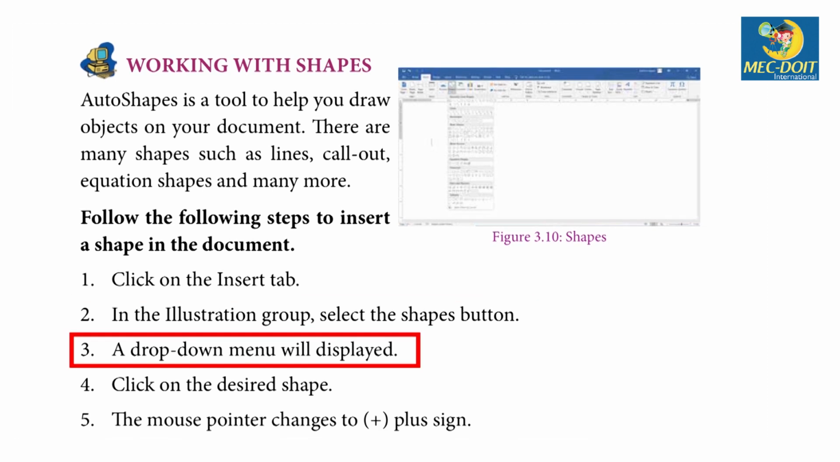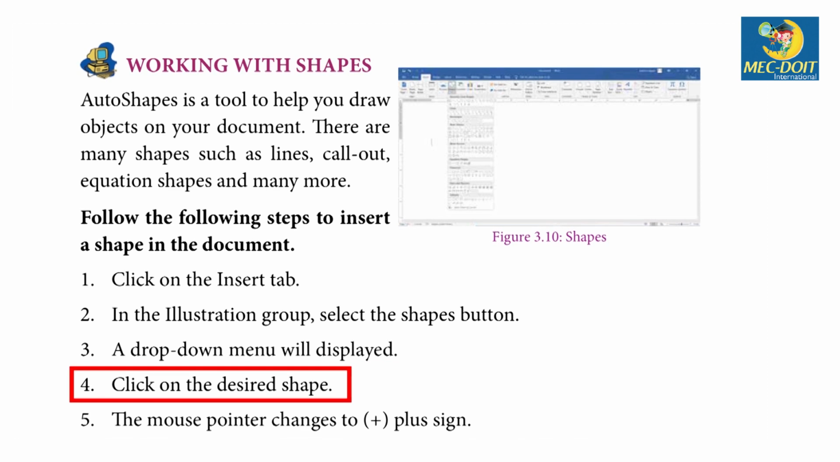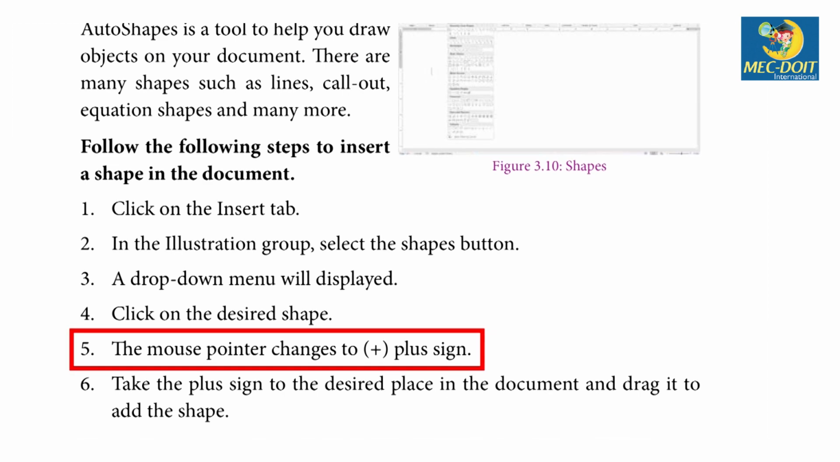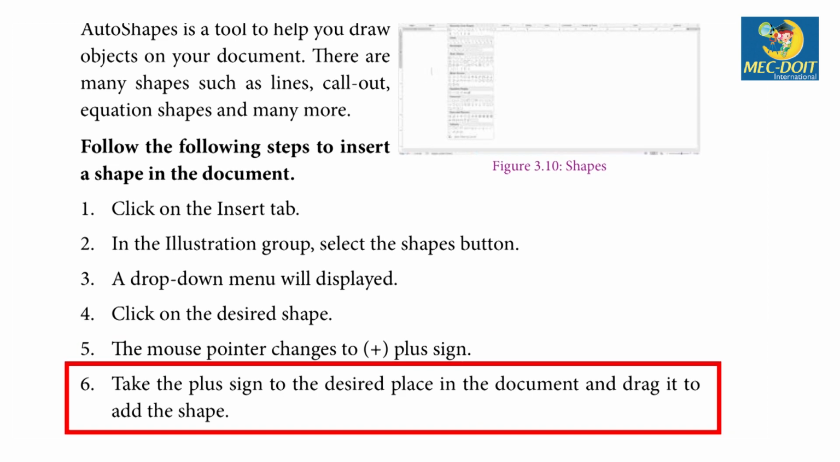3. A drop-down menu will display. 4. Click on the desired shape. 5. The mouse pointer changes to a plus sign. 6. Take the plus sign to the desired place in the document and drag it to add the shape.